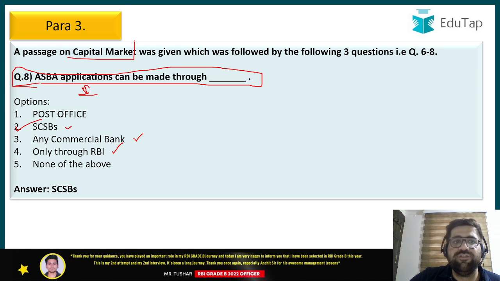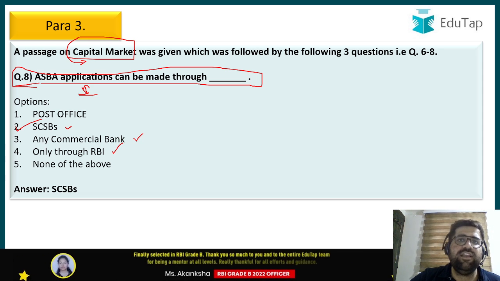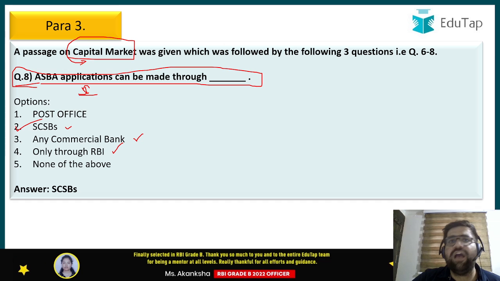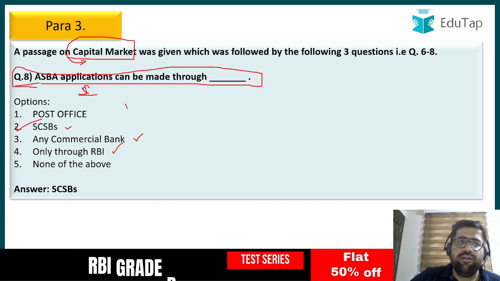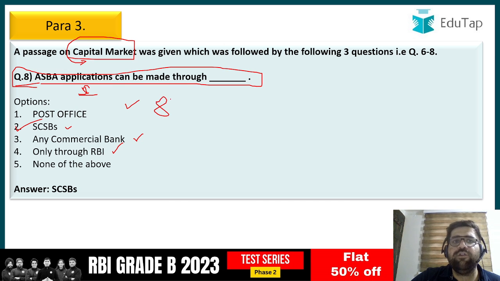All the questions we have discussed so far are comparatively easy if we see the trend of RBI Grade B. Till question number 8, each and every question is doable, and I think you would have scored a good number of marks.